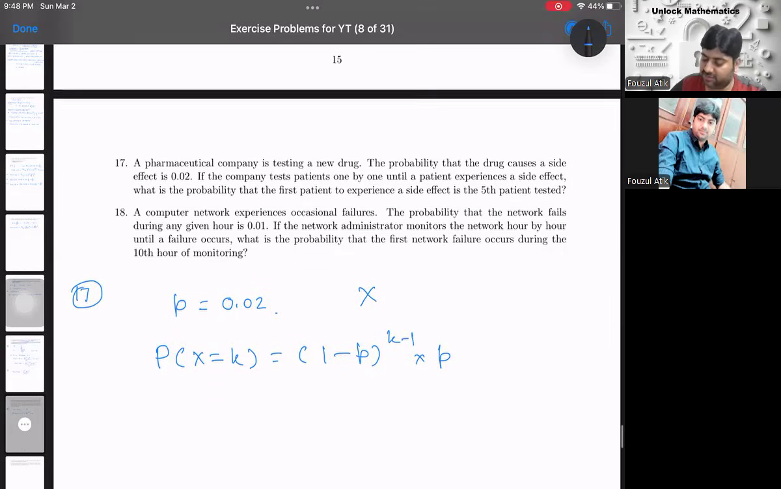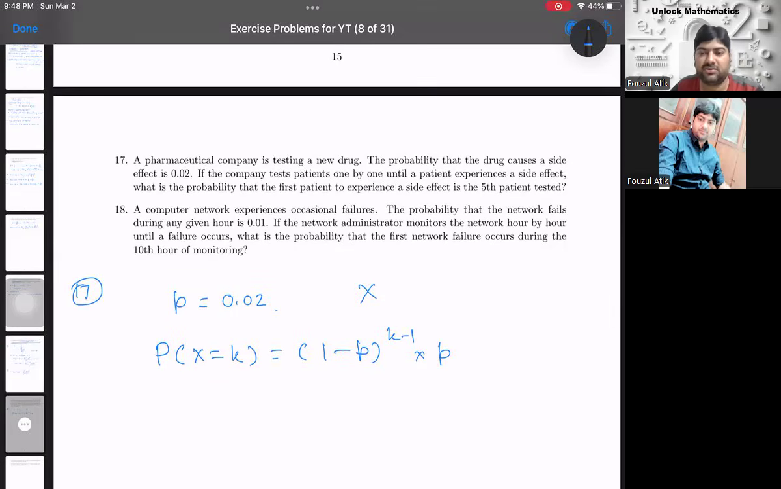And now what is p here? P is 0.02. What is k here? K is equal to 5. So just put it in the formula. Therefore, P of x equal to 5 is equal to 1 minus 0.02 whole to the power 4 times 0.02. And if you just simplify, you will get the answer. So check it in your calculator and get the final answer. But I hope you understand. So whenever you have to do the trial until you get a success, then it will follow the geometric distribution.